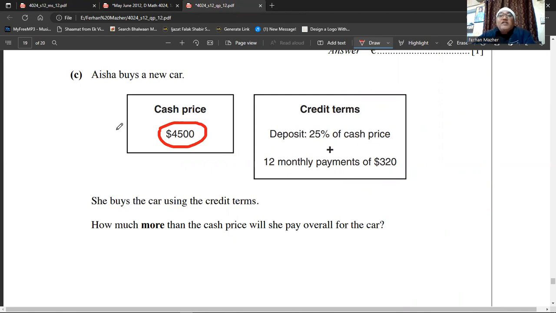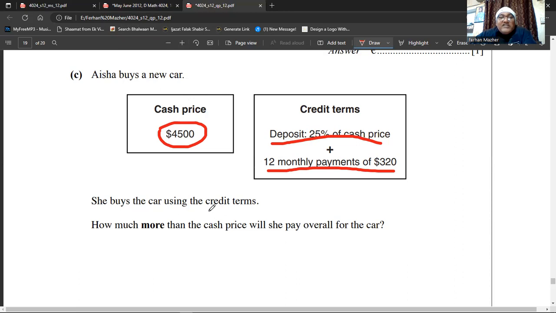We call this hire purchase. In Pakistan, we also call it getting things on lease or in installments. In normal language, we say we are buying the thing through installments. In mathematics, we say hire purchase, and especially in the case of cars, when we do credit terms, we say we are leasing a car. So you have to put a deposit of 25% of the cash price, plus 12 monthly installments, and each installment is $320.